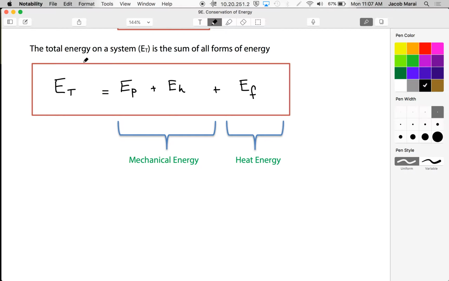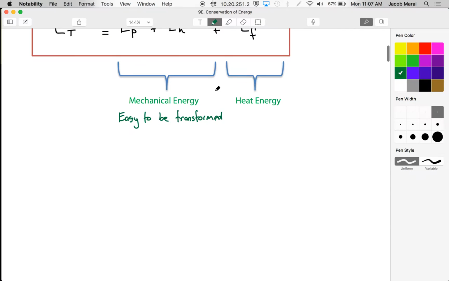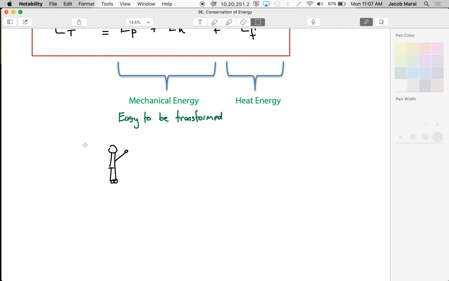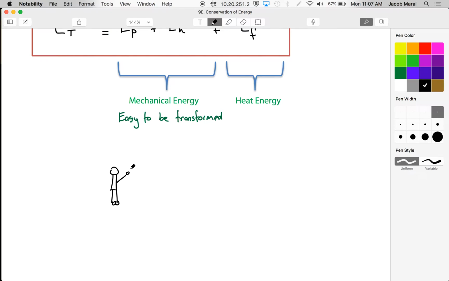Now, mechanical energy, could you just write underneath, is easy to be transformed. We can lump potential and kinetic into mechanical energy. Mechanical energy is the sum of potential and kinetic. Okay? The example of why it's easy to be transformed is because I could stand here with a ball. I could throw the ball up into the air. And in doing so, we are converting it from kinetic to potential.